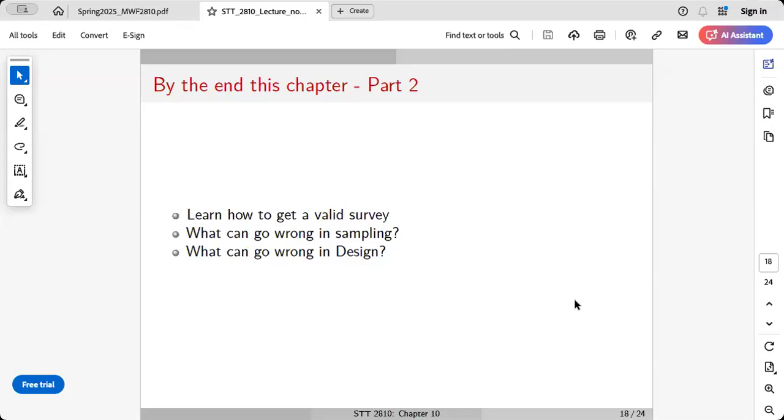Today we are continuing from where we left off on Friday. So today we are trying to complete chapter 10. Today our focus is going to be on how to get a valid survey and also learn some of the things that can go wrong in sampling and also some of the things that can go wrong in a sampling design.